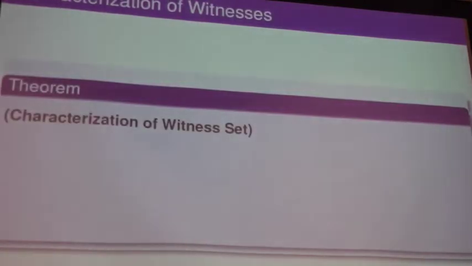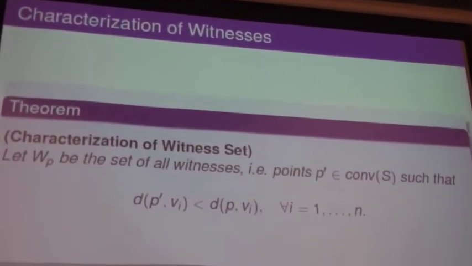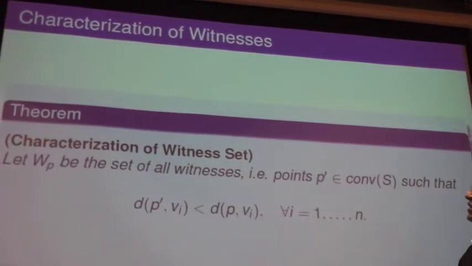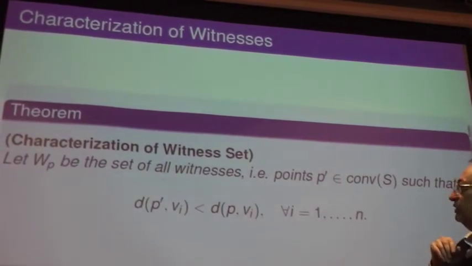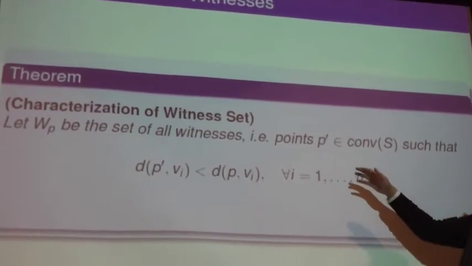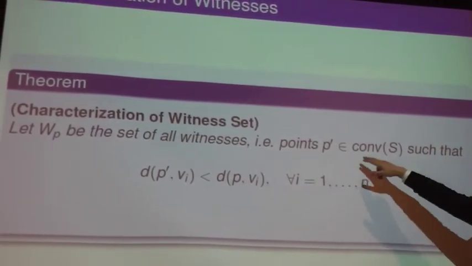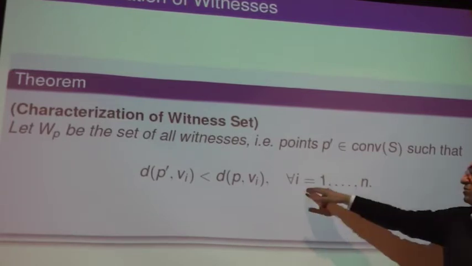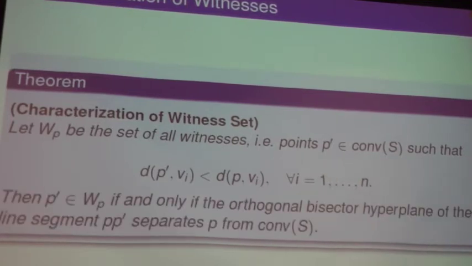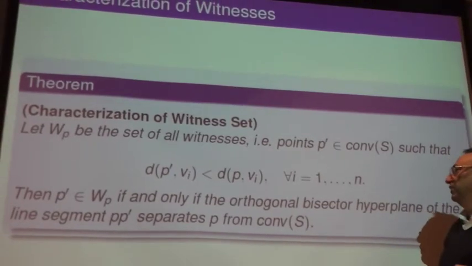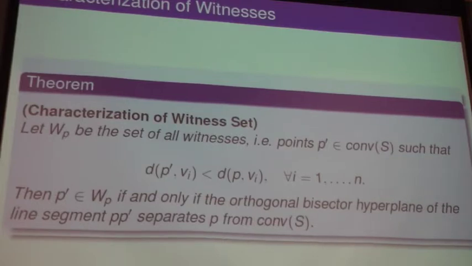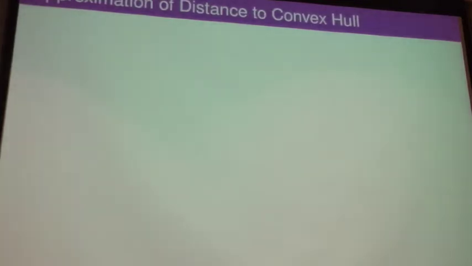So there's a geometric visualization of that theorem. The characterization theorem is a characterization of the witness set, WP, the set of all witnesses, i.e. all the points such that this strict inequality is satisfied. Then P prime is in the witness set if and only if the orthogonal bisecting hyperplane of the line segment that connects P to P prime separates P from the convex hull.